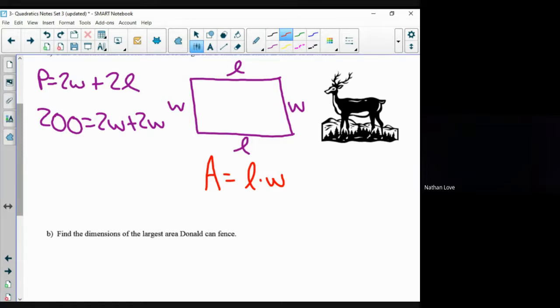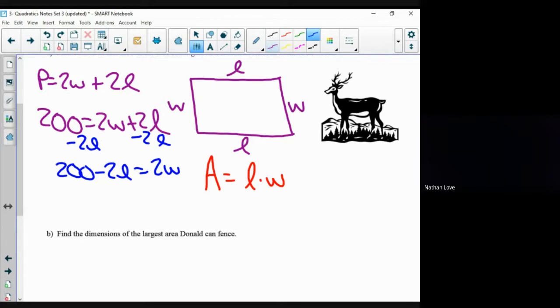I messed up. That's supposed to be an L, by the way. Now, I will subtract the 2L from this side over here. So I get 200 minus 2L equals 2W. Now I want what 1W is. 100 minus L, because you've got to divide by 2. So it's 100 minus L is equal to W.